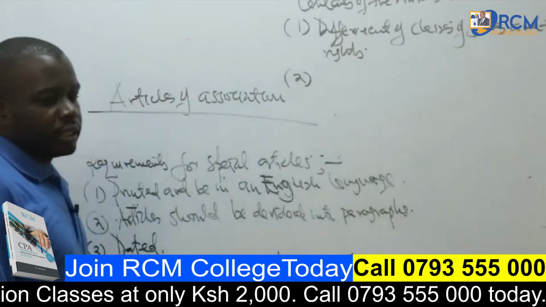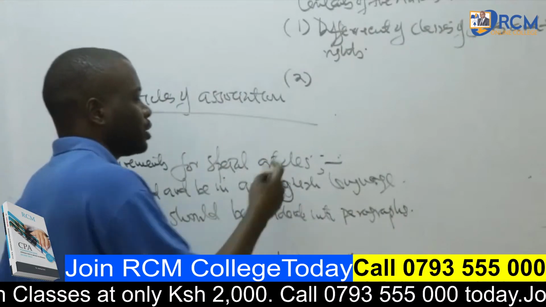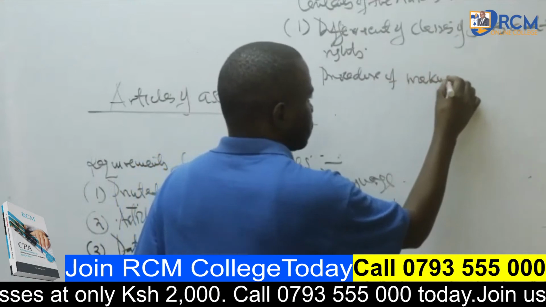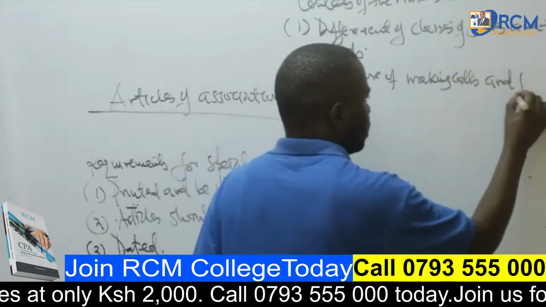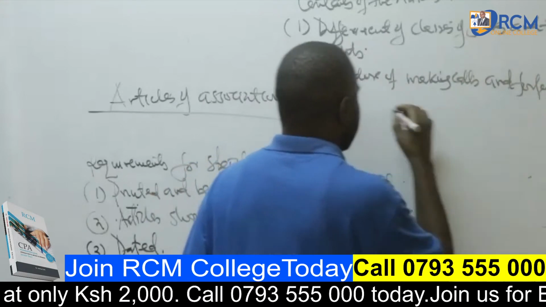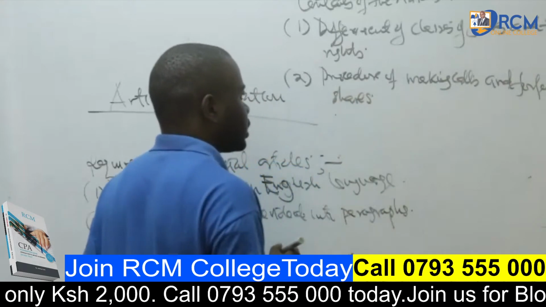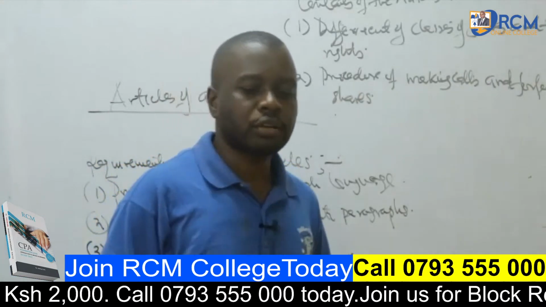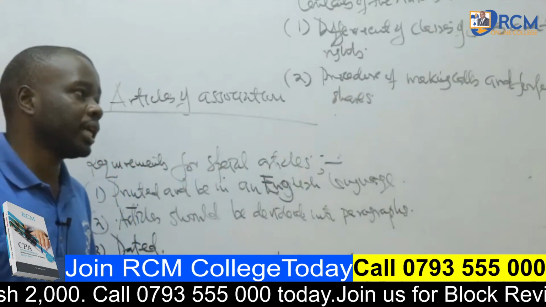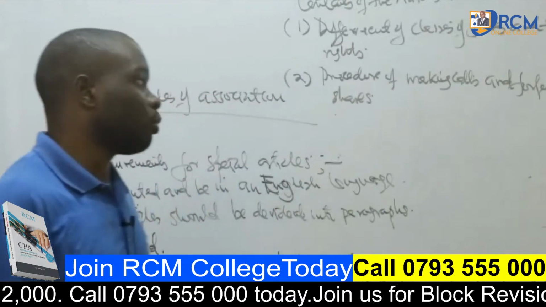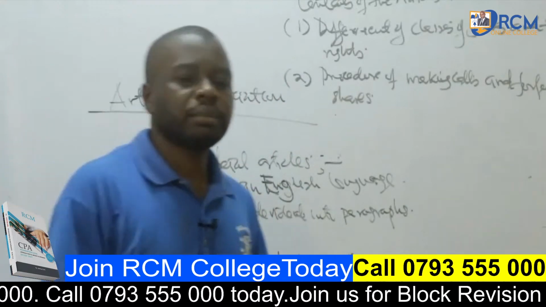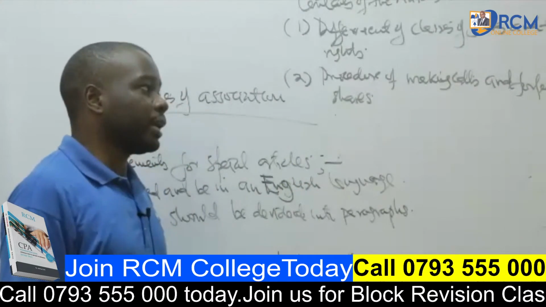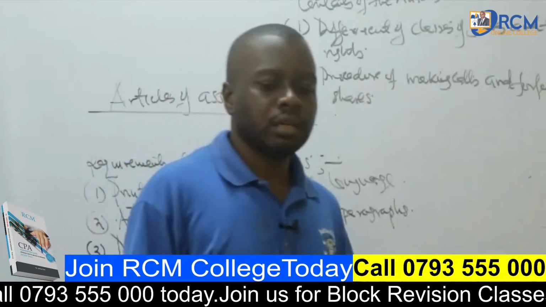Number two, what will be contained there is the procedure of making calls and forfeiture of shares. What do you mean by making a call? A call is simply a request by the company for a person to pay any outstanding amount on his or her shares. Let's say, for example, on allotment, you are allowed to pay 70%. There is the remaining 30%, which you must pay when the company makes, for example, the first call. By making that call, they are requesting you to pay the balance on the shares that have been allotted to you.